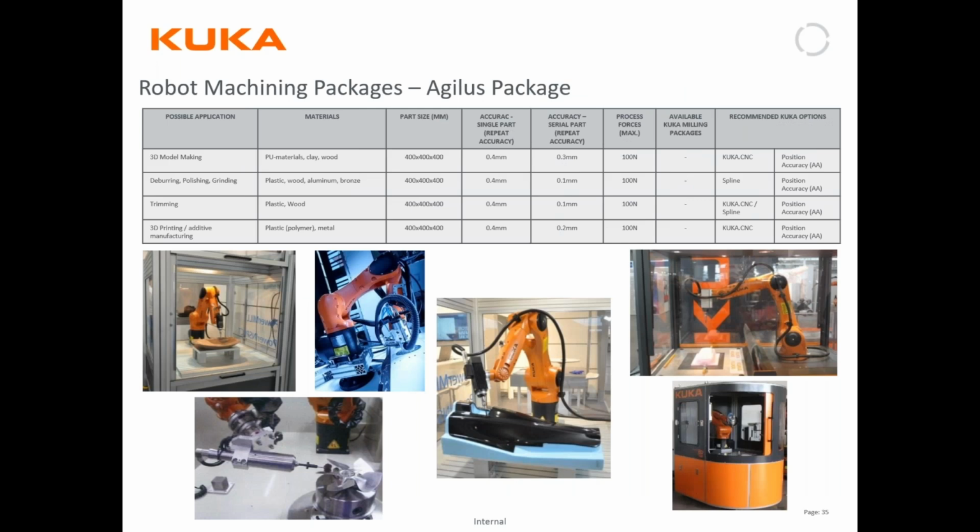We also have small robot packages, which is edgeless robot. It's suitable for very light machining application. It's for 3D model making or deburring or trimming, and for materials like plastic and wood. The single part accuracy was 0.4 millimeters and the serial part was 0.1 to 0.3 millimeters. Maximum process forces for this is 100 newtons.